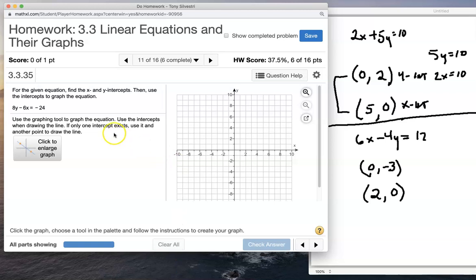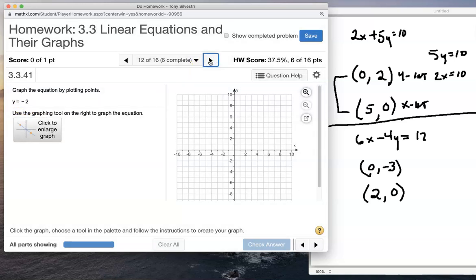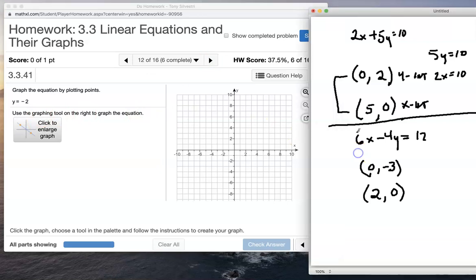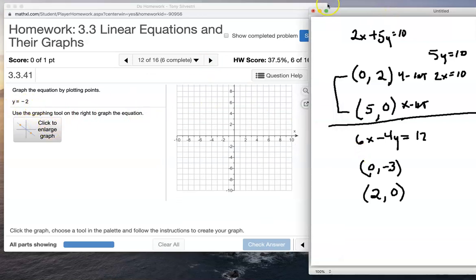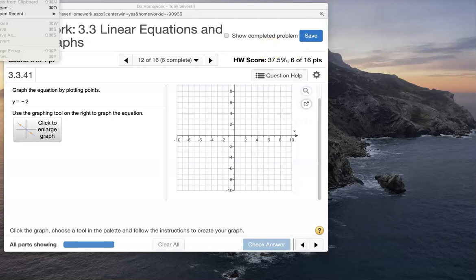Intercepts are fun. And this problem here looks like what I just did, only it has different numbers. So I'm going to leave you with that. I want you to have some fun. I'm going to plot this one. These are weird cases. Let me get a new sheet of paper here. File, new.